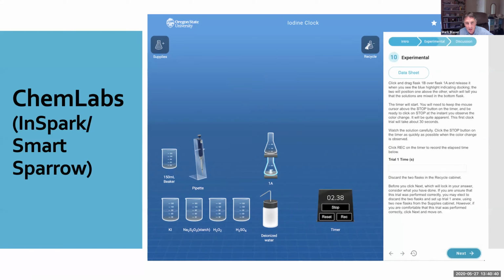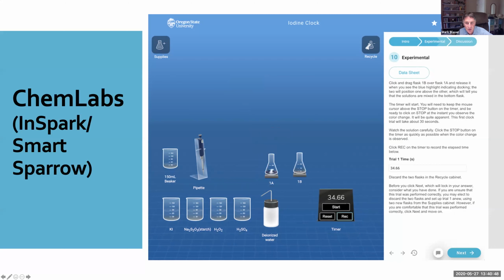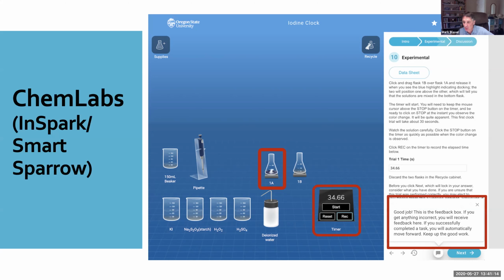And when you mix these two flasks together in this particular lab, a timer starts, and then the student watches for the color change to occur and stops the timer when that happens. Then they do some calculations, in this case some graphing, and answer some questions. So you're simulating a version of a lab that many of us would do in a Gen Chem 2 class. It gives feedback, and it does auto grade things as well.